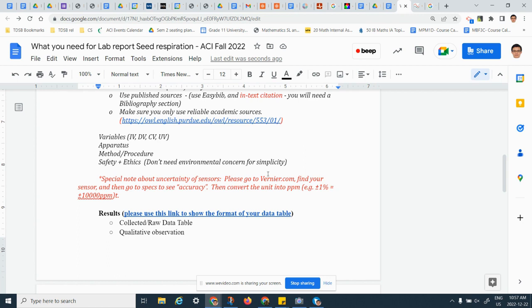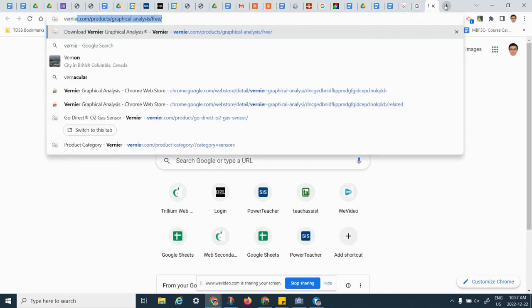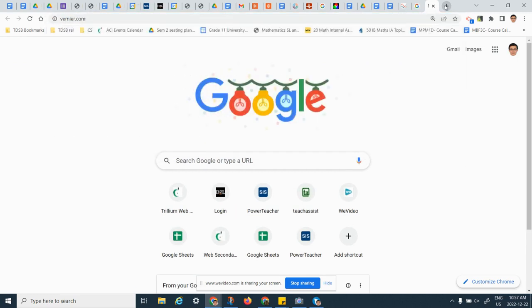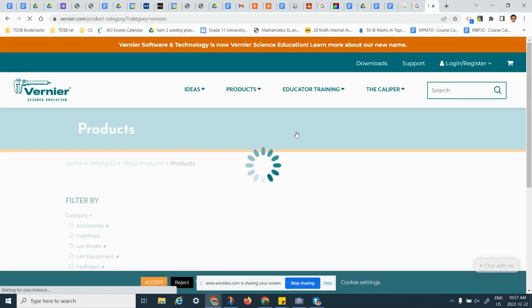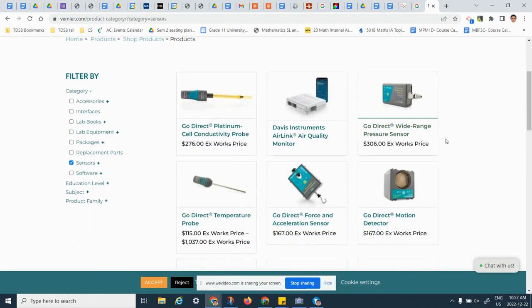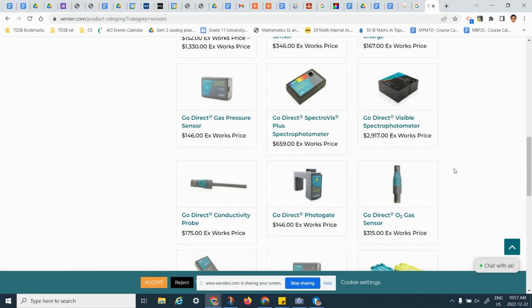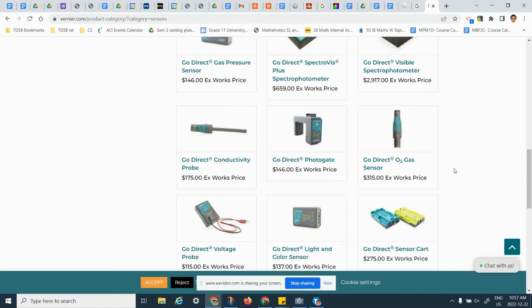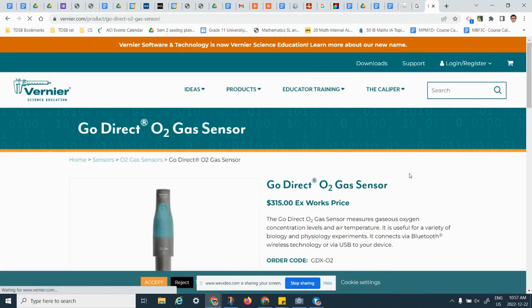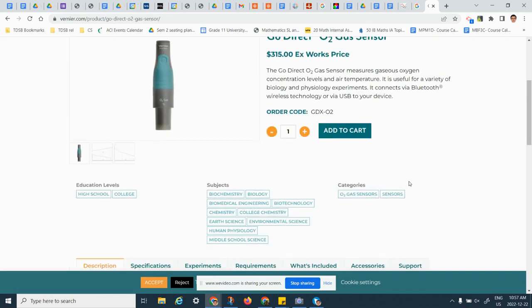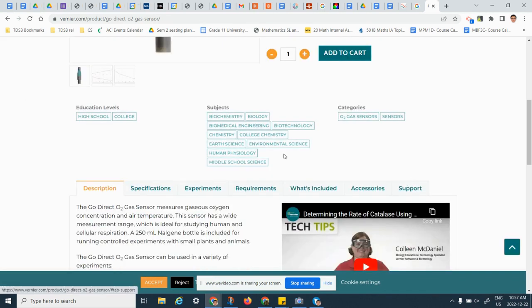So in this case, what you should do is this. Go to vernier.com. You go to products. You go to sensors. And then you have a whole bunch of sensors. Okay. Look up the one that your group was using. So this one, the Go Direct O2 gas one, that's on the first page. I know there's only one of them. Yeah, you can figure it out. Yeah, $300 a pop. That's why I told you guys, don't break them.